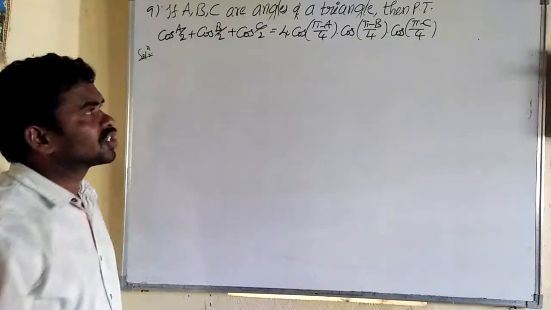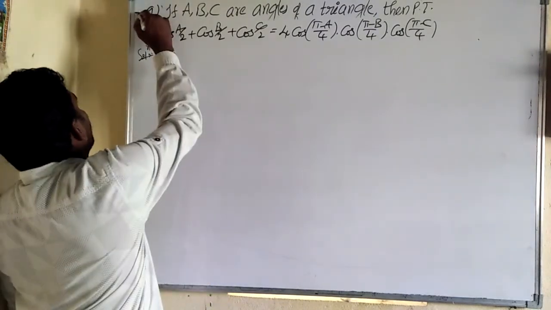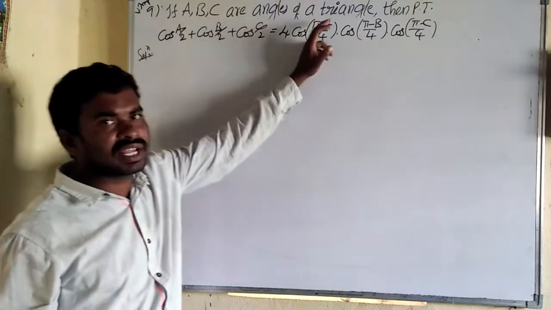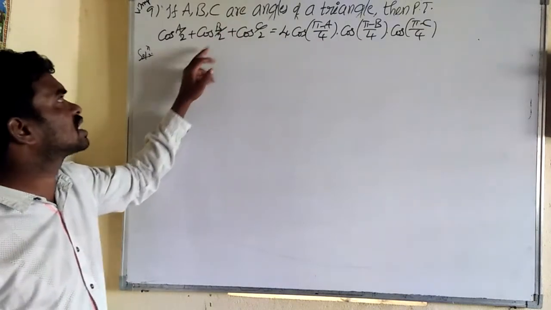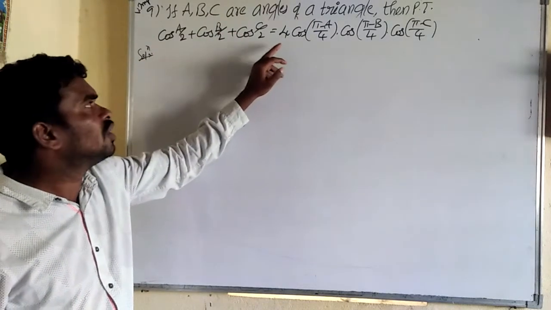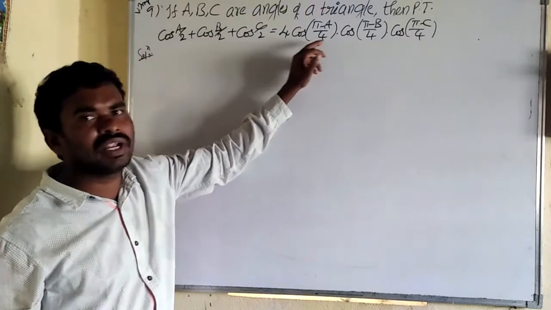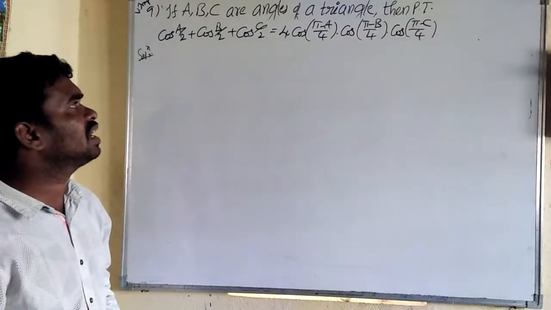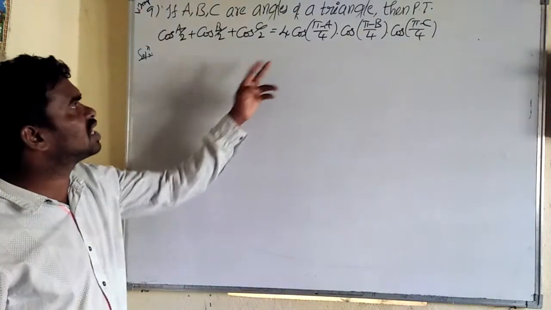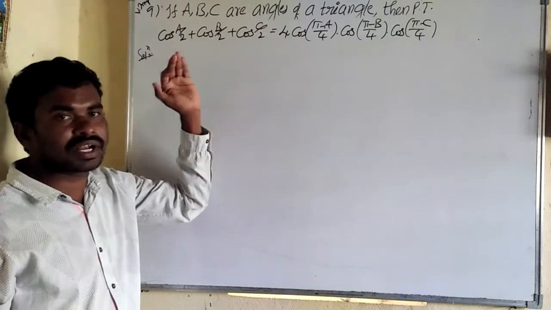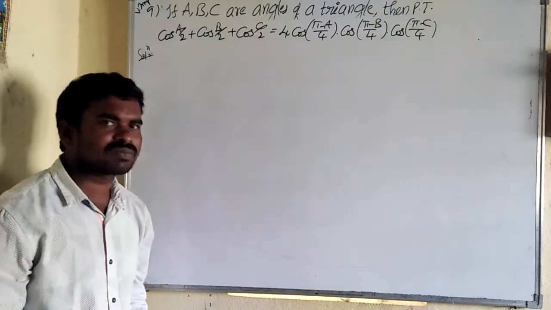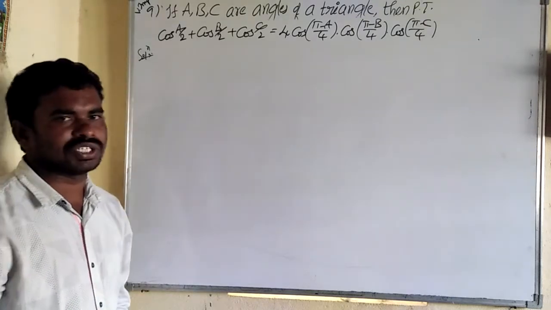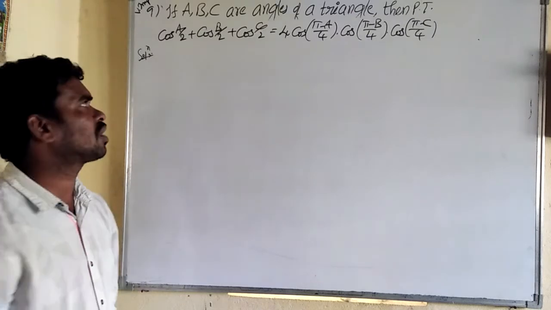Now 9th question. This is an important question, very important. If a, b, c are angles of a triangle, then prove that cos a by 2 plus cos b by 2 plus cos c by 2 is equal to 4 cos (pi minus a) by 4 into cos (pi minus b) by 4 into cos (pi minus c) by 4. We have 5 or 6 questions based on this pi minus a by 4. In the previous parts also 2 questions were completed. So in this, 2 more questions. Very important question, same process.